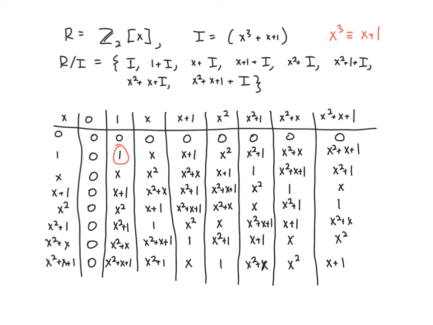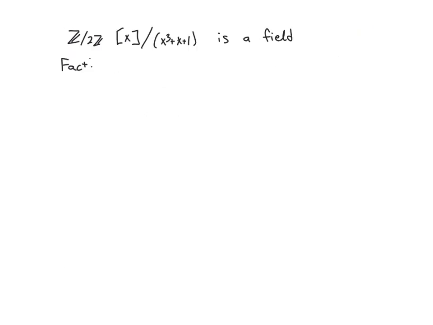But something really curious happens. 1 appears exactly once in every row and column, every non-zero row and column. In other words, we actually have a field because we have multiplicative inverses. This is a field with 8 elements.